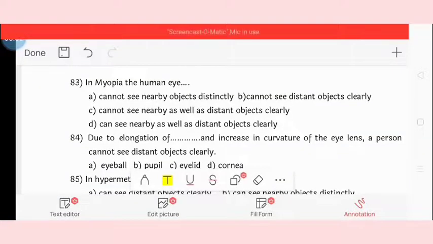In myopia, the human eye. Option A, cannot see nearby object distinctly. Option B, cannot see distinct object clearly. Option C, cannot see nearby as well as distinct object clearly. Option D, can see nearby as well as distinct object clearly. So the correct option is option B, cannot see distinct object clearly.